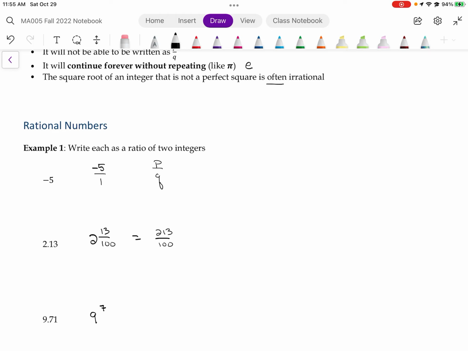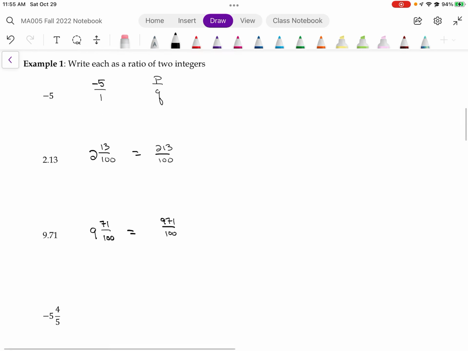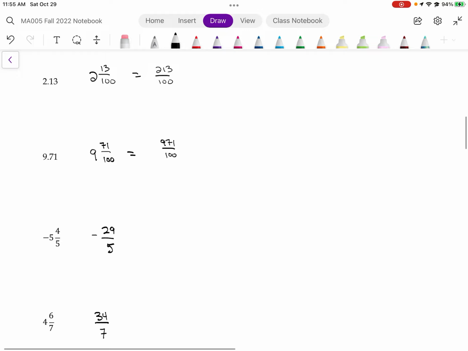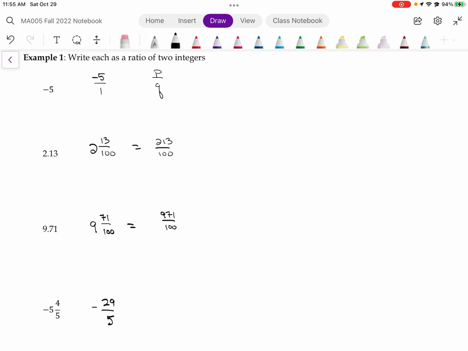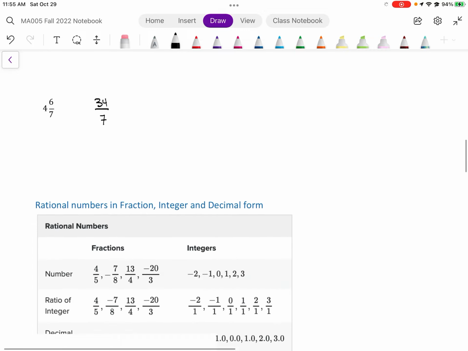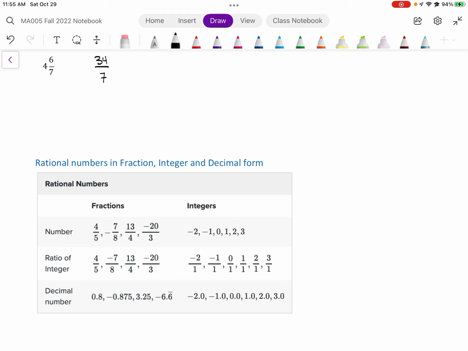9.71 is 9 71/100ths, which can be written as 971/100ths. So that is a rational number. -5 4/5 can be written as -29/5. So that is a rational number. And 4 6/7 can also be written as 34/7, a rational number. So notice all of these are an integer over an integer, which means they're a rational number. All right, so some rational numbers in fraction, integer, and decimal form.